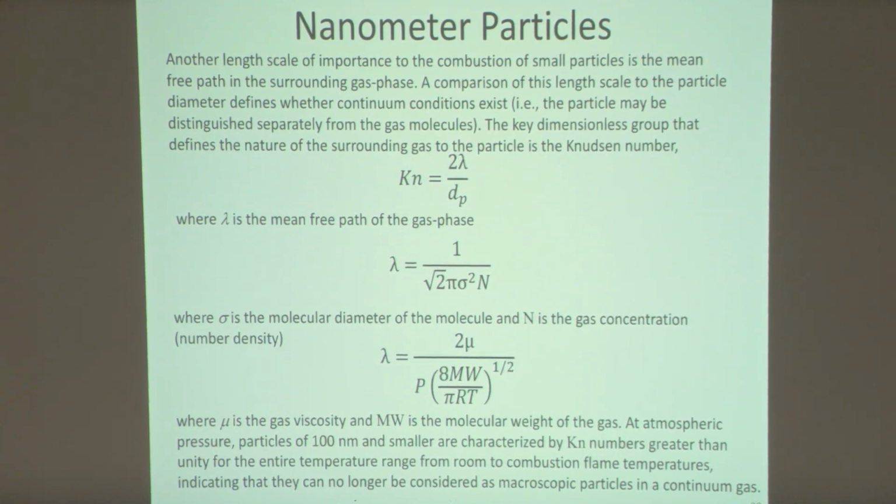Where mu here is the gas viscosity and mw is the molecular weight of the gas. At atmospheric pressure, particles of 100 nanometers and smaller are characterized by Knudsen numbers greater than unity for the entire temperature range from room to combustion flame temperatures, indicating that they can no longer be considered as macroscopic particles in a continuum gas. So now you're basically getting to a situation that looks like a rarefied gas.